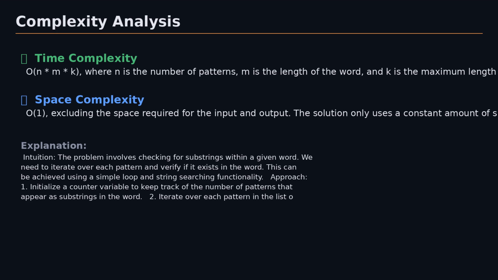Now, let's talk about the time and space complexity of this solution. The time complexity is O(n * m * k), where n is the number of patterns, m is the length of the word, and k is the maximum length of a pattern. This is because the find method has a time complexity of O(m * k), and we're calling this method for each pattern. The space complexity is O(1), excluding the space required for the input and output. This is because we're only using a constant amount of space to store the counter variable, regardless of the input size. And that's it for today's video.